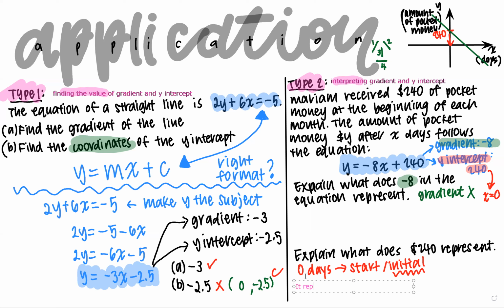The 240 is the initial amount of what? Yes, the keyword is initial. Initial means when Mariam received, day is 0. It represents the initial amount of pocket money that Mariam received.